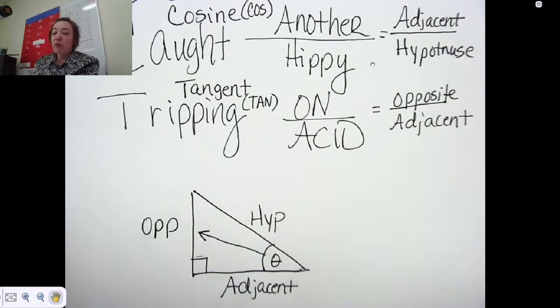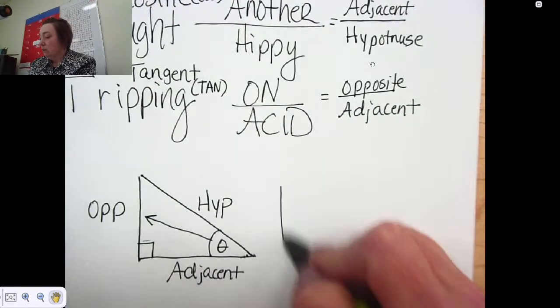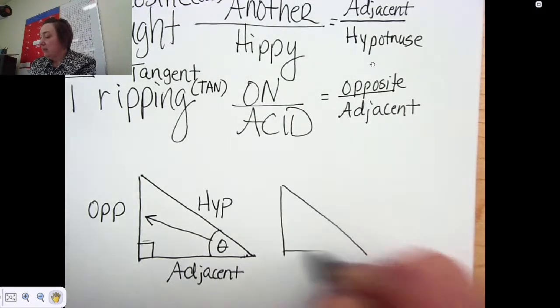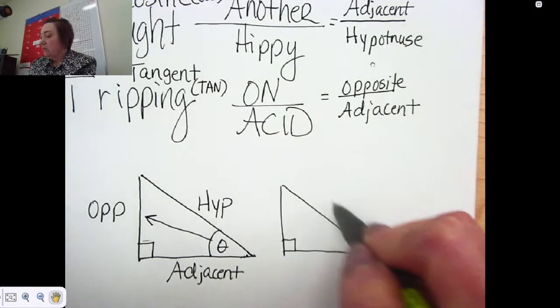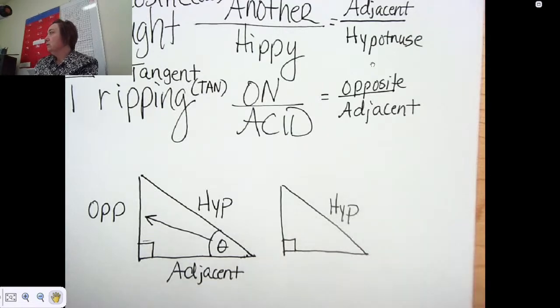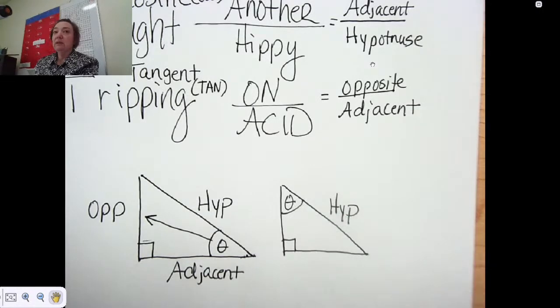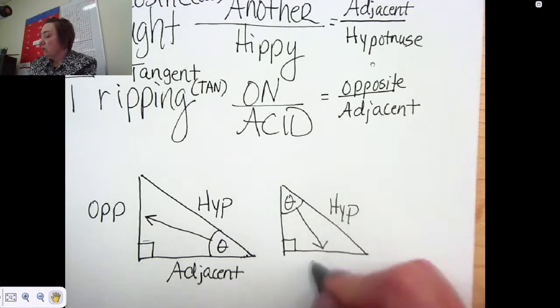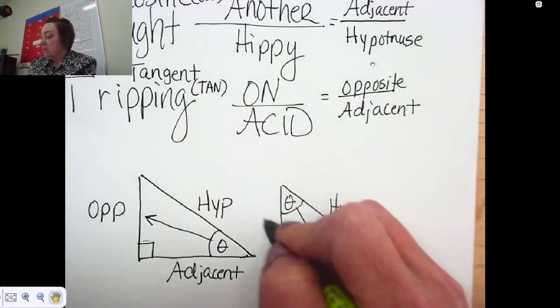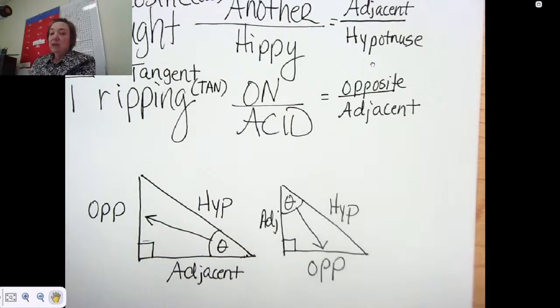Okay? But if we take the exact same triangle, this is still going to be our hypotenuse. But if we talk about this angle now instead, now our opposite side is over here. And this side is our adjacent side. So see how opposite and adjacent depend on which angle you're talking about. Y'all see that? Okay, everybody understand what I'm saying?